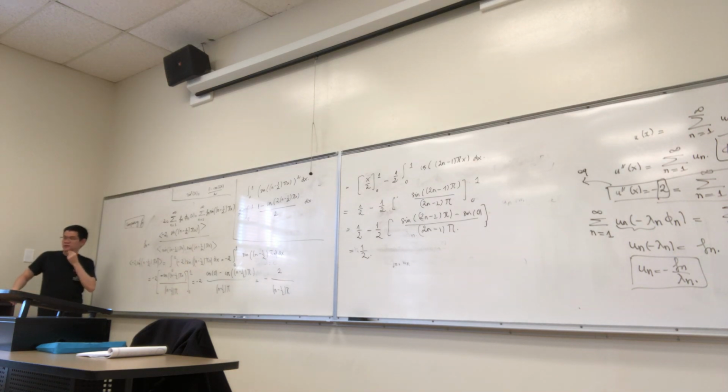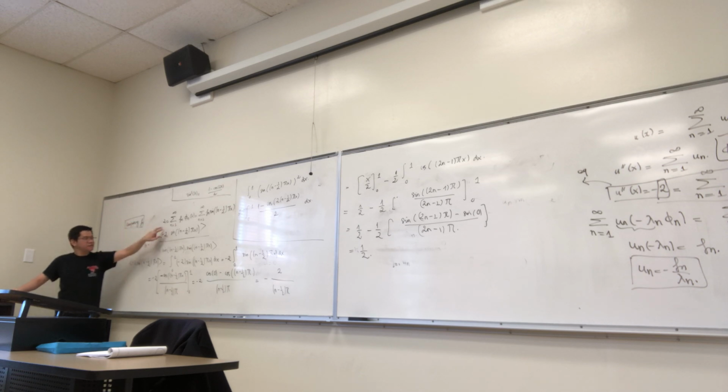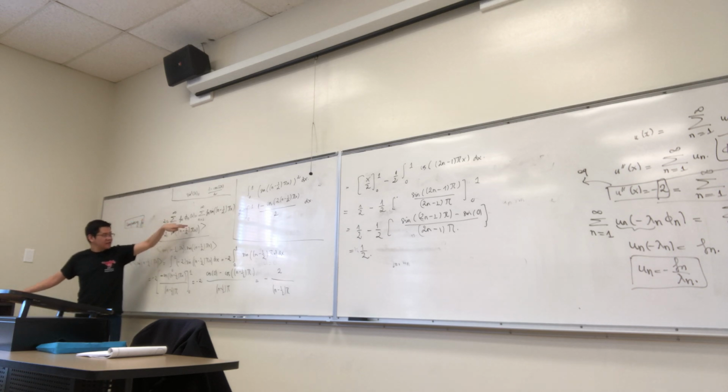Alright? Questions? So I explain again. So in order to compute Fn, we have a formula, right? Fn is the inner product of minus 2 and sinus, which is the eigenvector, divided by the eigenvector squared.